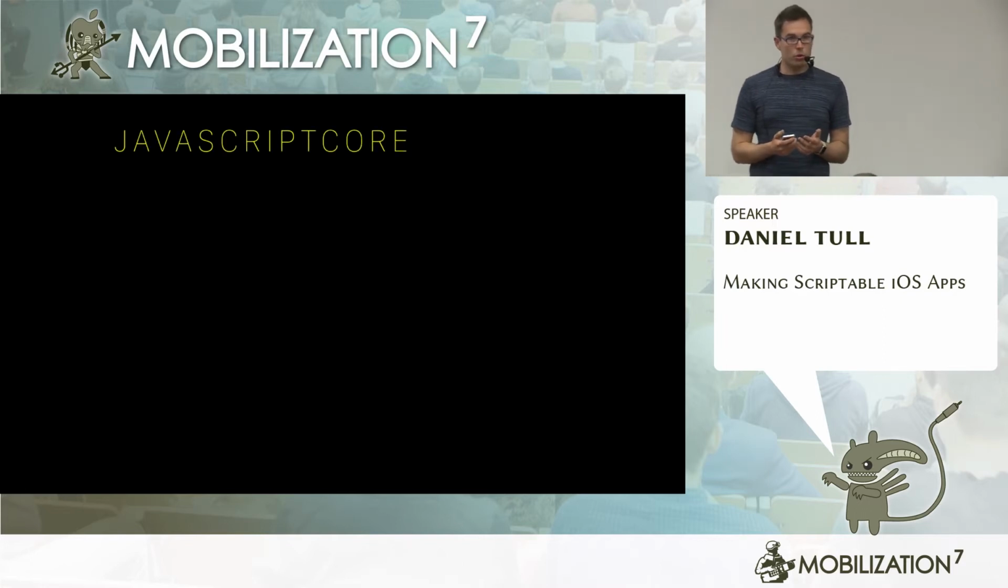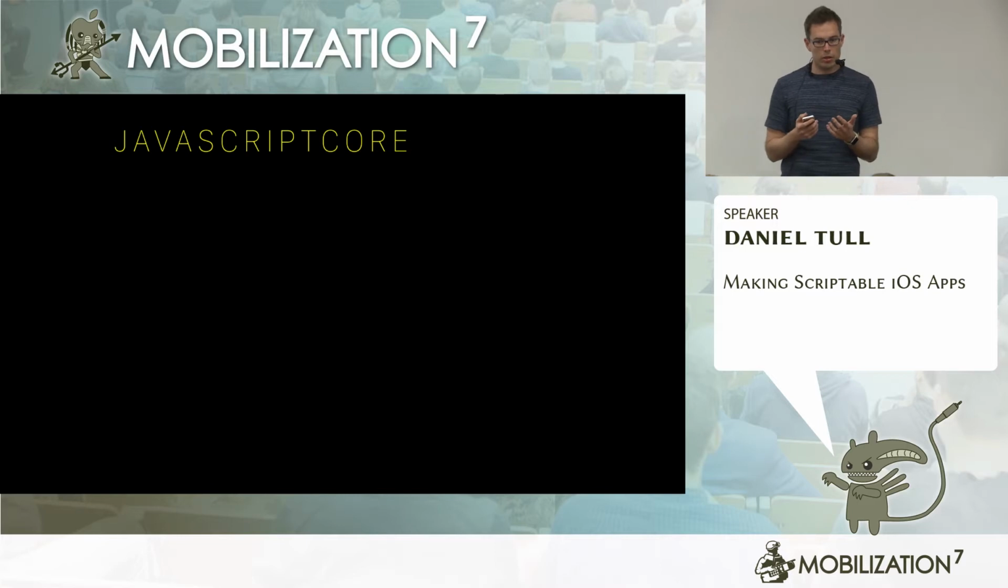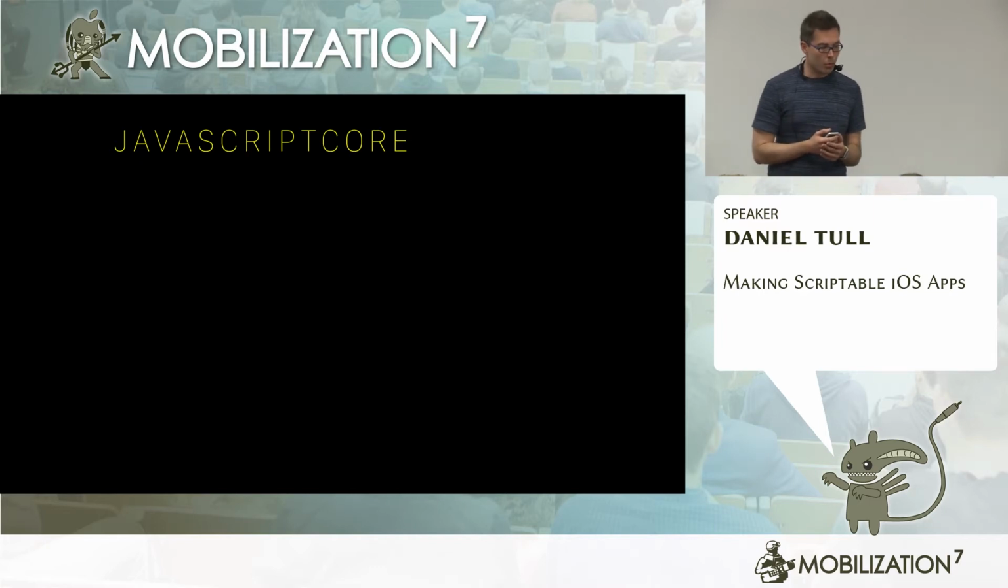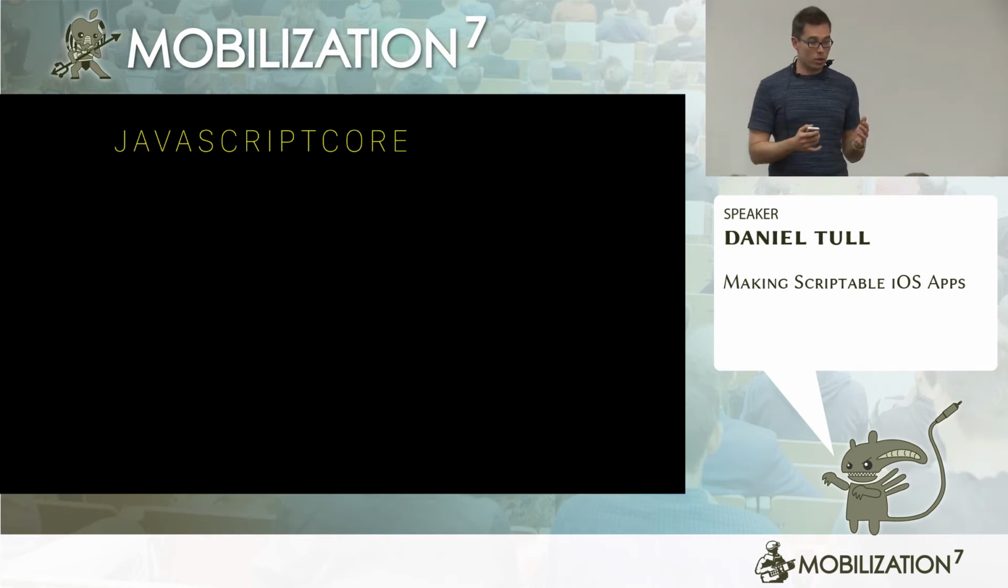So JavaScript Core, as I said, is an Objective-C framework. It's been shipping on iOS for a few years, I think. Well, definitely a few years, but maybe a few more. And it's a wrapper around WebKit's JavaScript engine. It's available on macOS. It's completely open source. You can actually go in and look at the source code for it.